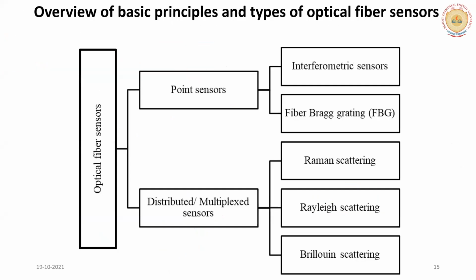Now, basically, there are different types of optical fibers. So one is a point sensor, which is these days quite commonly used. One of it is called interferometric sensors. The other is the fiber Bragg grating. Generally, it is known as Bragg grating. These are point sensors, meaning we will put it at the location which is most critical, right?